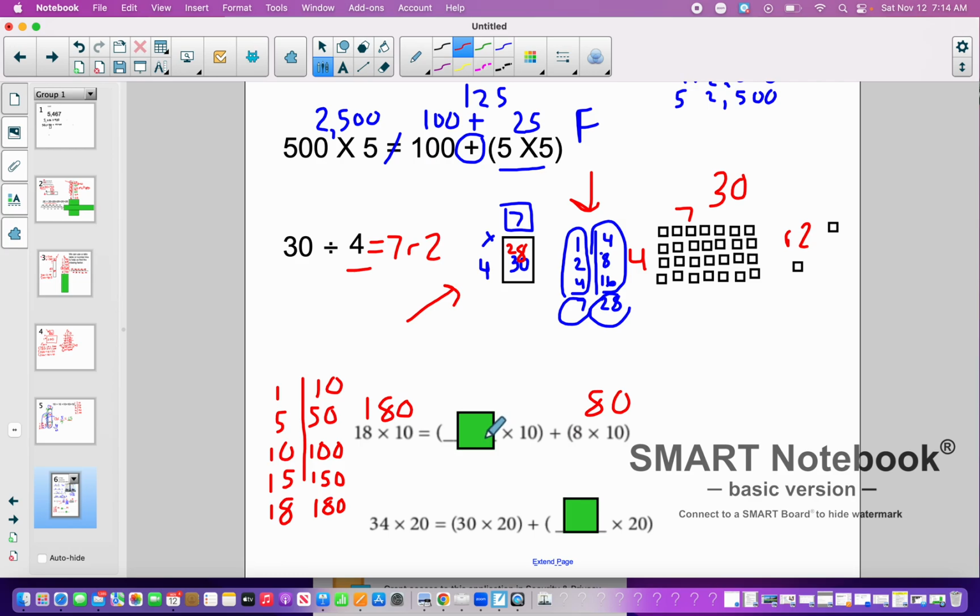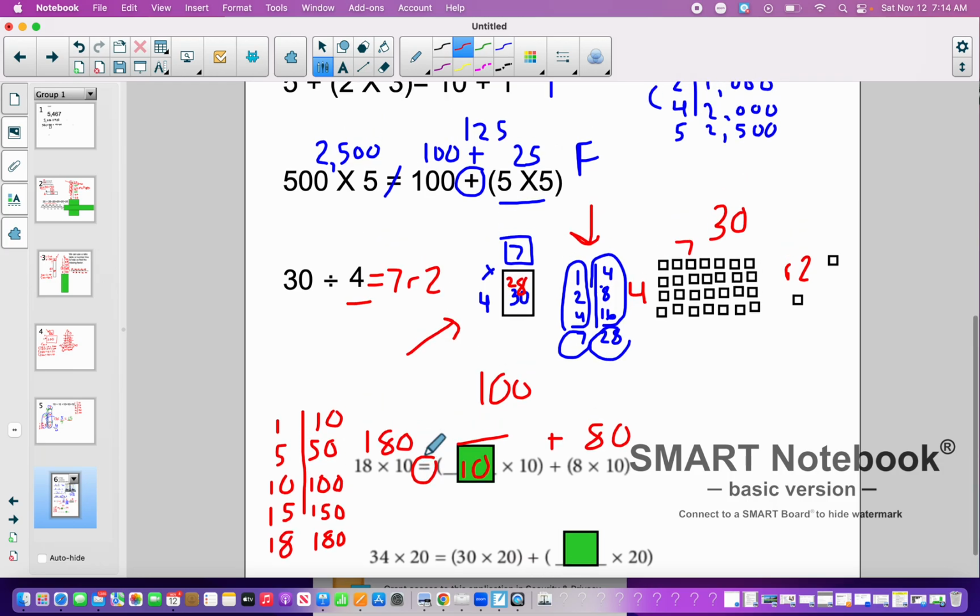So you have to figure out what number goes in here that when you add it to 80, you get 180, because this has to be a balanced equation. 180 equals something plus 80. Well, you know this side here, what's in these parentheses, has to be 100. So 10 times what gets you 100? And if you said 10, you're correct. Okay? So same thing down here. You're going to set up some ratio tables. You're going to solve these, and see if they're balanced or not.